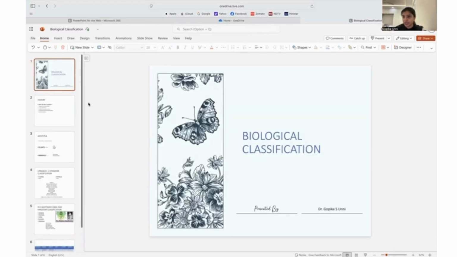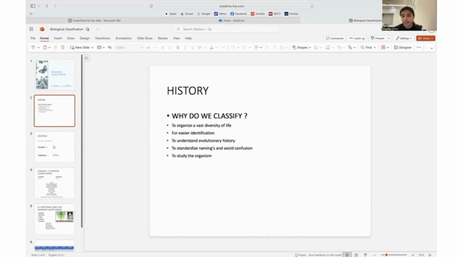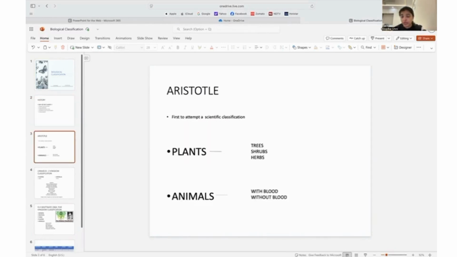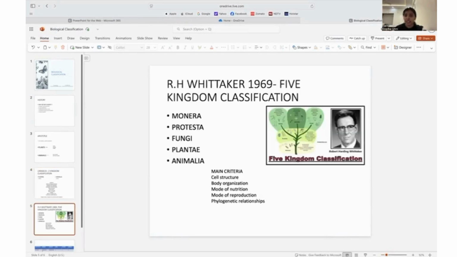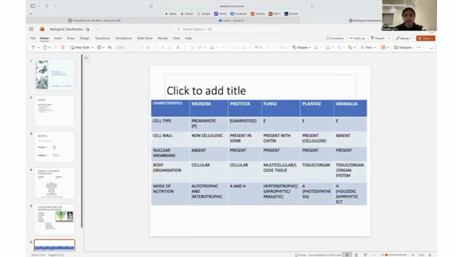So we began with biological classification. Why do we need to classify? Then the first person to classify was Aristotle, his classification into plants and animals. Then I hope you remember what I told you. Then Linnaeus's classification came, the two-kingdom classification. Its demerits. Then came R. H. Whittaker, 1969, and the five kingdom classification. And then the table. Now there is one more classification.